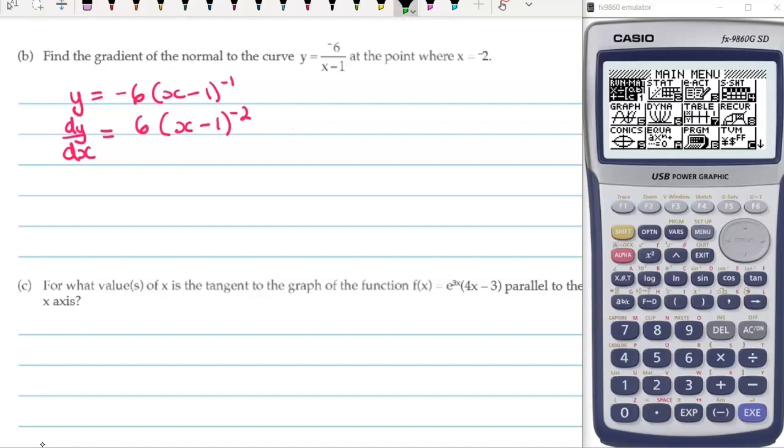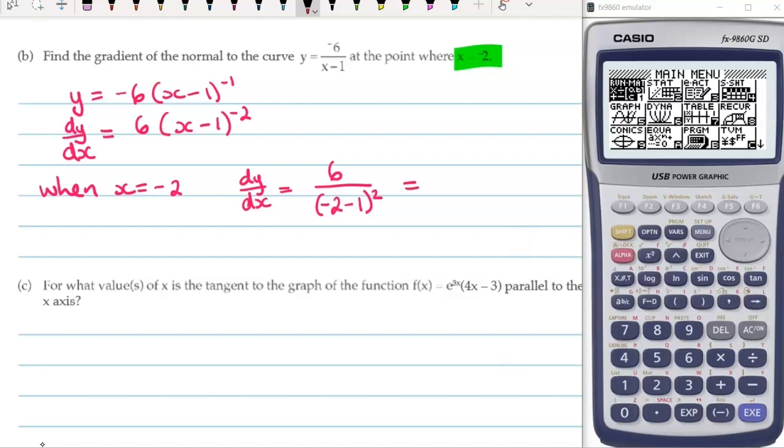Now, we are working this out where x is equal to minus 2. So when x equals minus 2, dy by dx will be 6 over (minus 2 minus 1) squared, because that's what the power of minus 2 means, it's over that thing squared. So minus 2 minus 1 is minus 3. This will be 6 over 9, which is equal to 2 over 3.